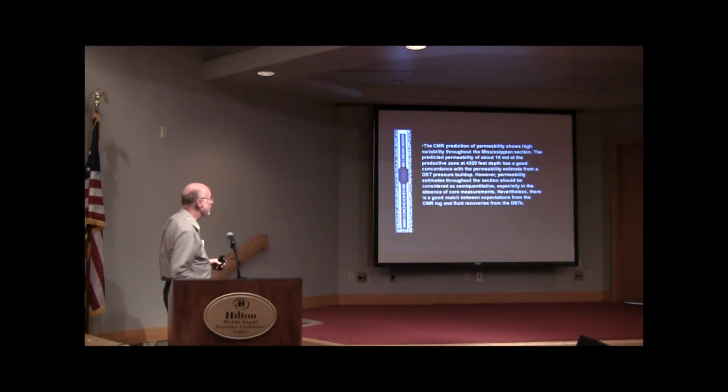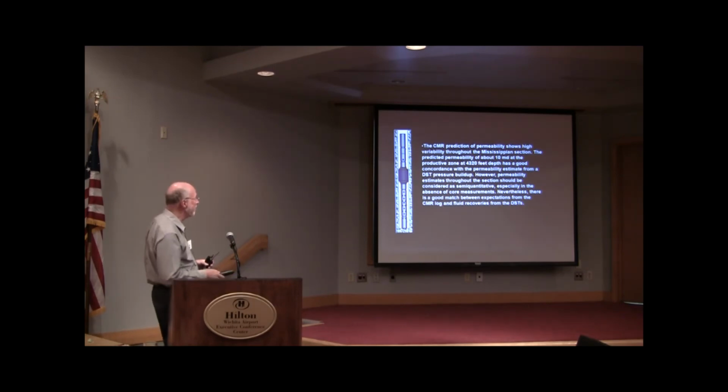So there we have your notebook there. CMR prediction permeability shows high variability, well that's for sure. Predicted permeability of 10 at the productive zone, good concordance with DST. But permeability estimates should be considered semi-quantitative, especially in absence of core measurements. But yeah, it wasn't too bad.